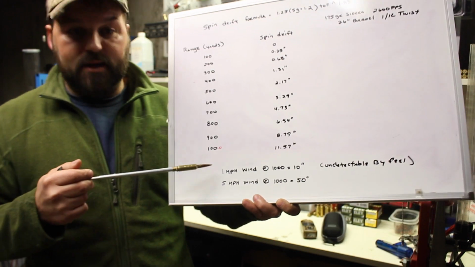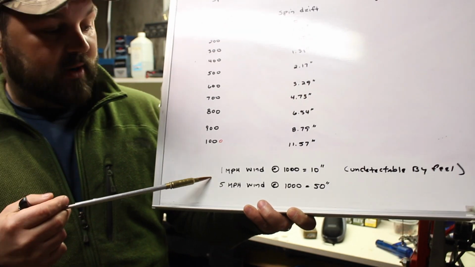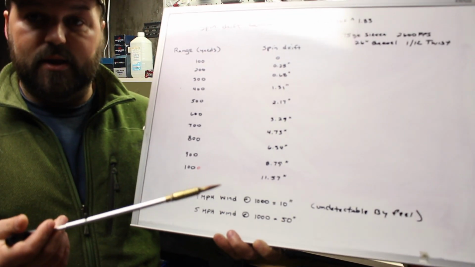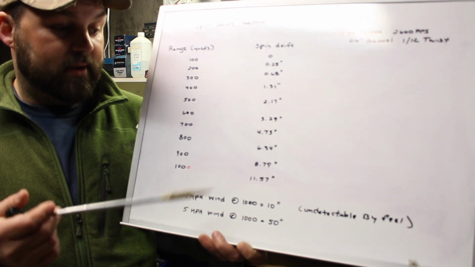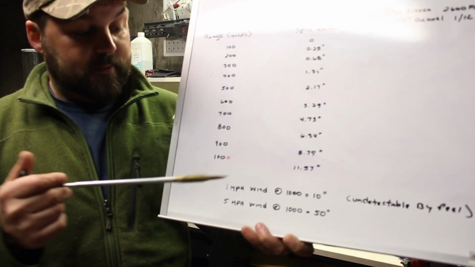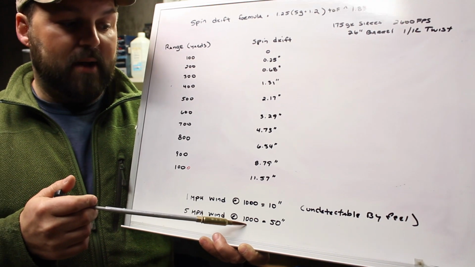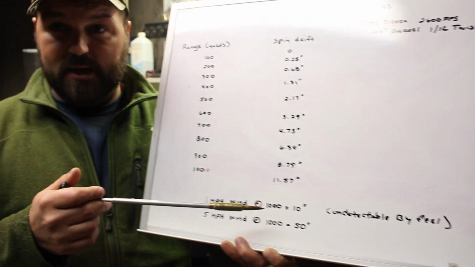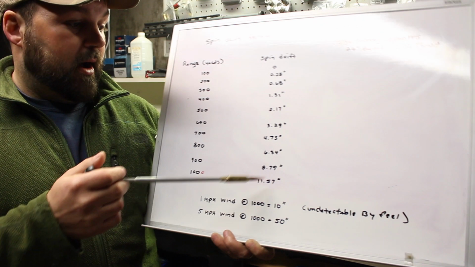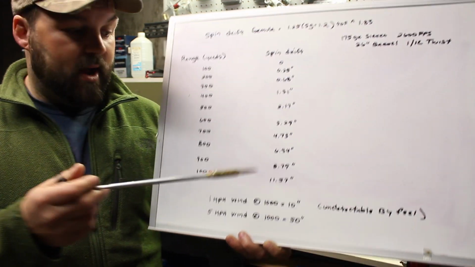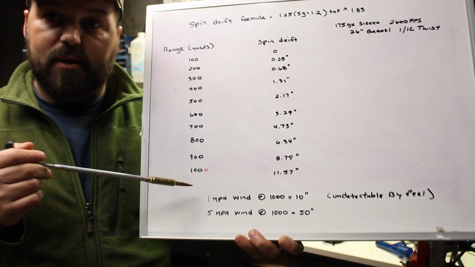And the reason why is because I wrote down a couple little wind calls down here. A 1 mile-an-hour wind, which is undetectable to your face, you can't feel it, and your Kestrel won't pick up a 1 mile-an-hour wind, will move your bullet 10 inches at 1,000. A 5 mile-an-hour wind, you can start to feel it at 5 miles an hour. You're looking at 50 inches of movement. So to confuse yourself with all this added math and whatnot, concentrate on the wind.